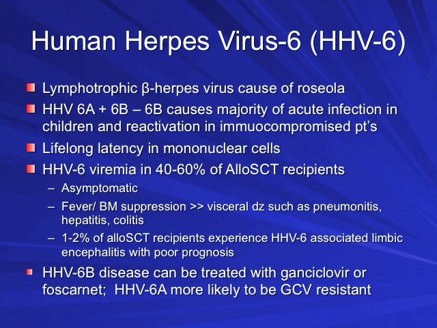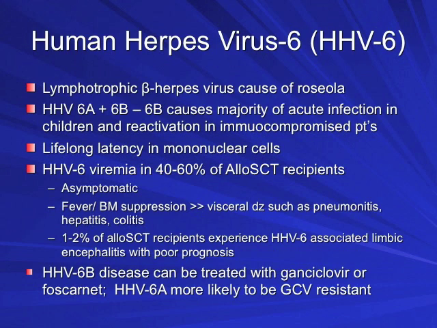Okay, I wanted to mention human herpes virus 6. HHV6 is a lymphotropic beta herpes virus. It's the cause of roseola. HHV6A and 6B are the two subtypes. 6B causes the majority of acute infections in children and reactivation in immunocompromised patients. Again, lifelong latency in mononuclear cells.